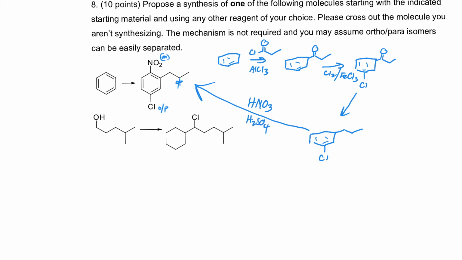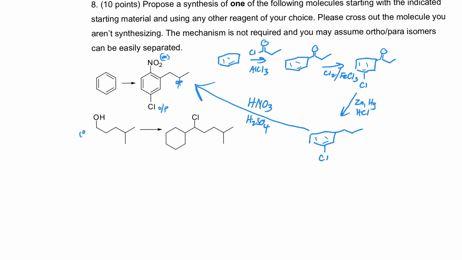And now we need to figure out how to reduce that, and that's going to be the Clemmensen reduction. So that's zinc, mercury, and HCl as our proton source. And so that would be the nice 4-step synthesis to make this tri-substituted benzene ring. Let's look at the second synthesis.